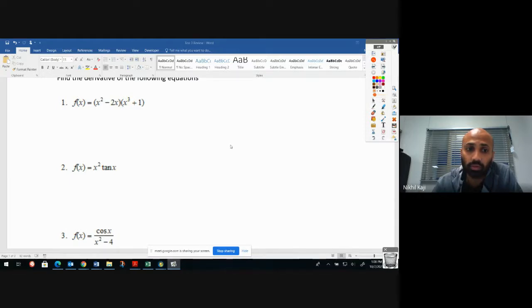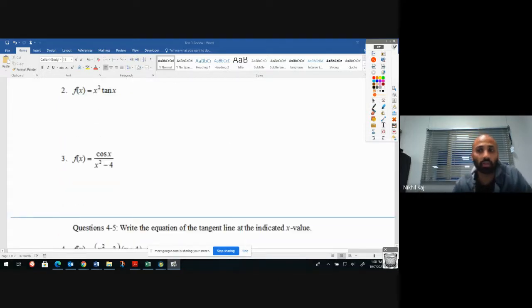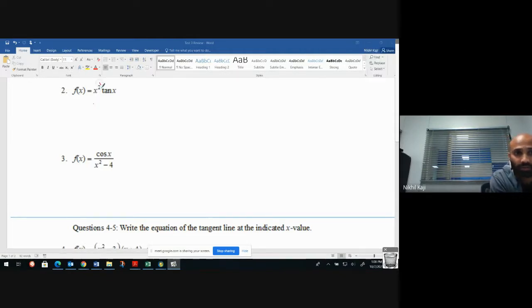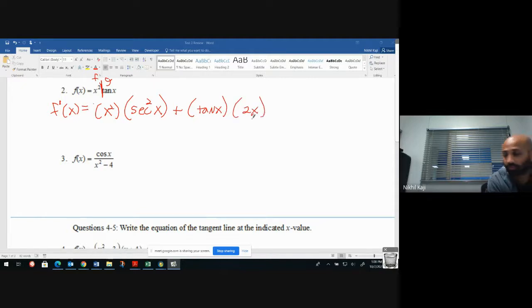Number two, same thing. Here, we're multiplying. There's not something inside of anything else, so we have to use product rule. So our derivative is f g prime. Remember, the derivative of tangent is secant squared, plus g f prime. There you have it.